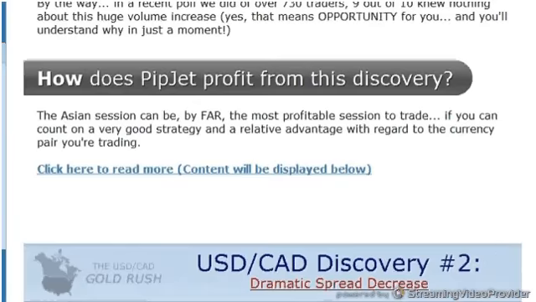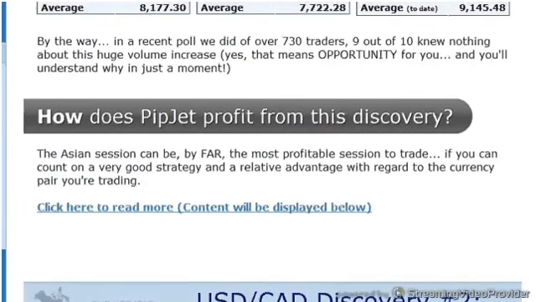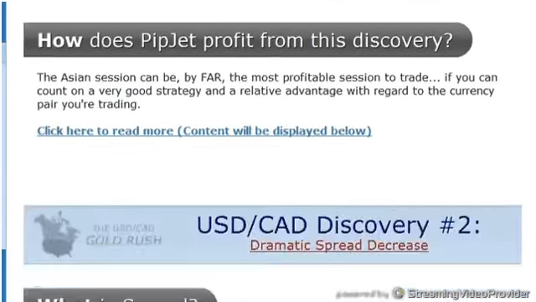How does PipJet profit from this discovery? The Asian session, by far the most profitable session to trade. Much more profitable than the European and US sessions. Most traders are tricked by the size of the price swings in those other two sessions. But that's just eye candy. Okay? It's just those price swings are really hard to speculate accurately.